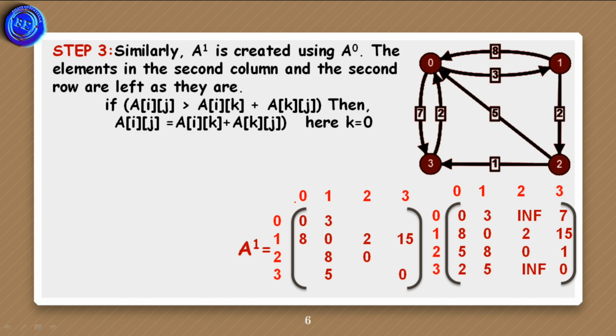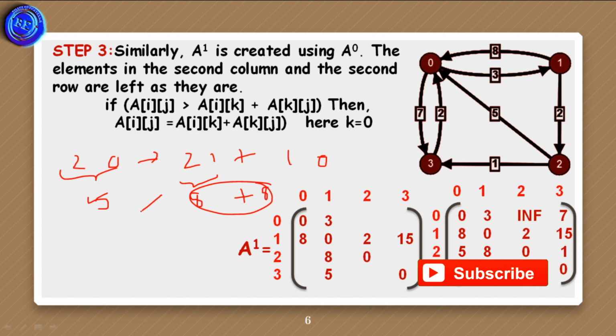Okay, second row, 0th column. So 2 to 0. The intermediate vertex is 1, 2 to 1 plus 1 to 0. So what is the cost of this? Its cost is 5. So what is the cost of 2 to 1? Its cost is 1, plus what is the cost of 1 to 0? Its cost is 8. So this value is greater than 5.